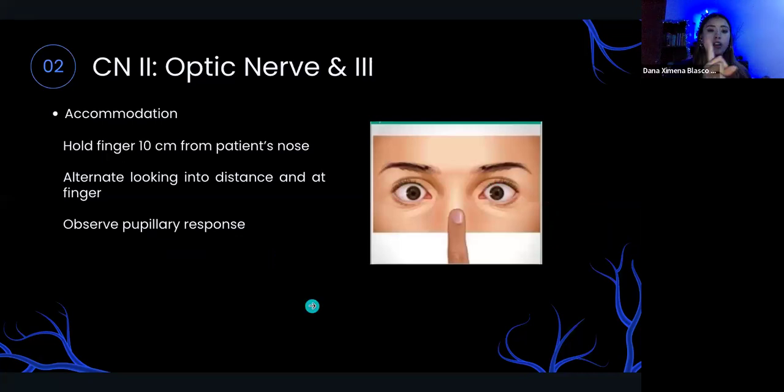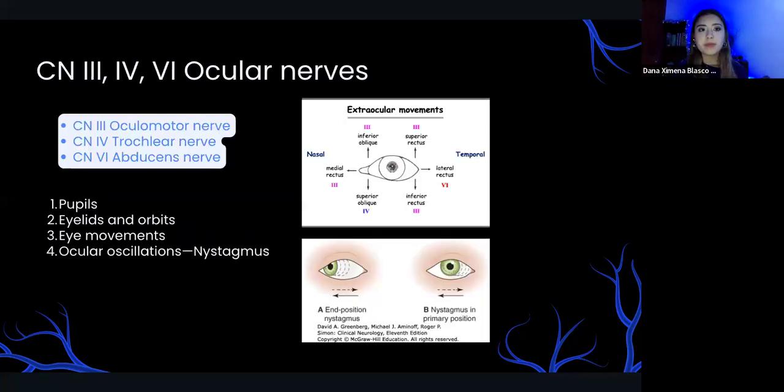Then we're going to have our accommodation reflex. We're going to hold the finger 10 centimeters from the patient's nose, your finger. And then we're going to alternate looking into the distance and at the finger. So we're going to ask the patient, okay, please look at the tip of my finger, and then follow it. And we're going to pull it closer to the nose. And the patient has to follow it with both eyes. So we're going to observe the pupillary response. And this is going to be our accommodation reflex.